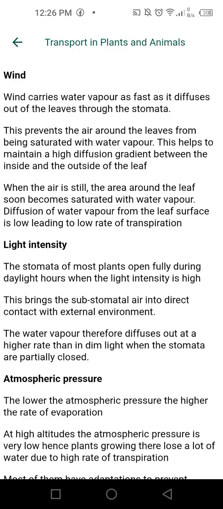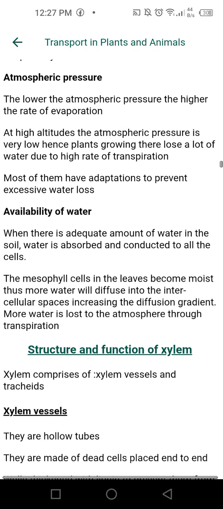Light intensity. The stomata of most plants open fully during daylight hours when the light intensity is high. This brings the substomatal air into direct contact with the external environment. The water vapor therefore diffuses out at a higher rate than in dim light when the stomata are partially closed. Atmospheric pressure. The lower the atmospheric pressure, the higher the rate of evaporation.